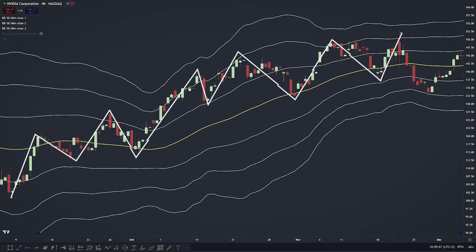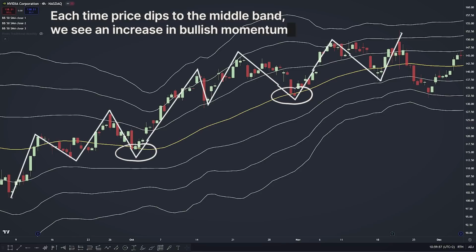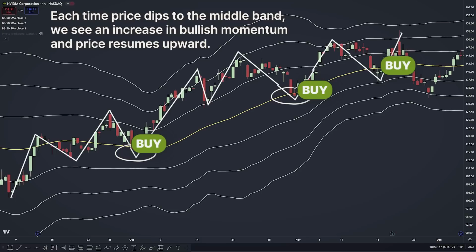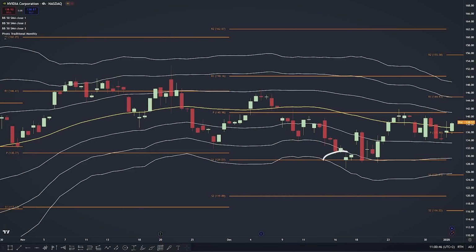In this example, the market is trending upward. Price keeps bouncing off the middle band. Each time it dips to that band, we see an increase in bullish momentum and price resumes upward. So a good swing trading approach would be buying at the middle band, taking partial profits at the future resistance bands.